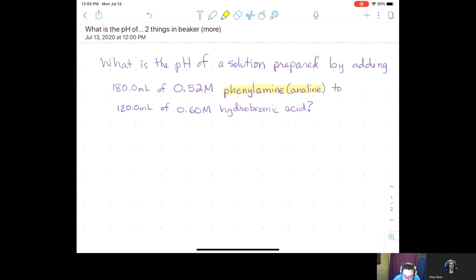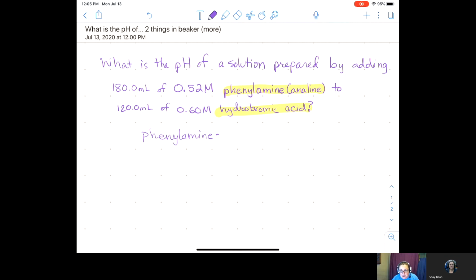We have two things in our beaker, and the flowchart says that if we have two things in our beaker, the first thing is we just go down the list and identify each. So phenylamine: acid, base, or salt? It's definitely not an acid because its name is not "blah blah acid." It's not a salt because salts have two names to them. It will be the cation, then the anion. The question is, is it a base?